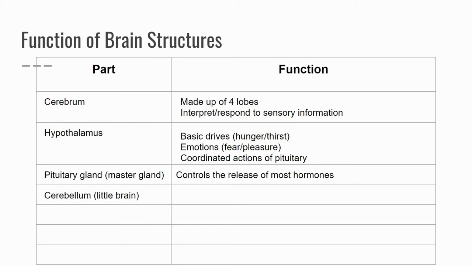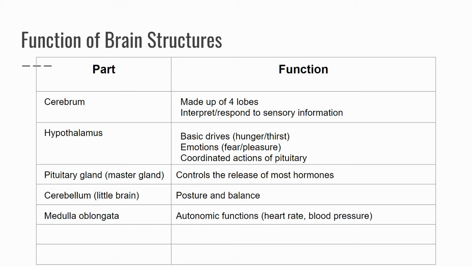The cerebellum, or what I like to call the little brain at the back of the brain, is where we get our posture and balance from. The medulla oblongata, located on the brain stem, is where autonomic functions happen, like heart rate and blood pressure. Now, you may remember back from when I talked about the neurons and I talked about the brain stem and gray matter.